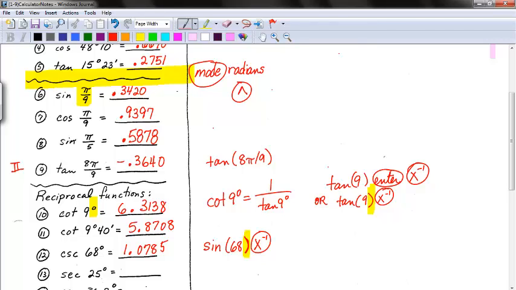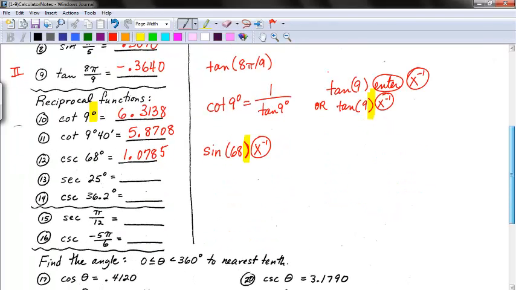Secants are reciprocal with cosine. Okay, so you want to do cosine of 25, and then the x to the negative 1 key to put it down in the denominator. So we'd have cosine of 25, close the parentheses, the x to the negative 1, and 1.1034. Everybody doing okay?